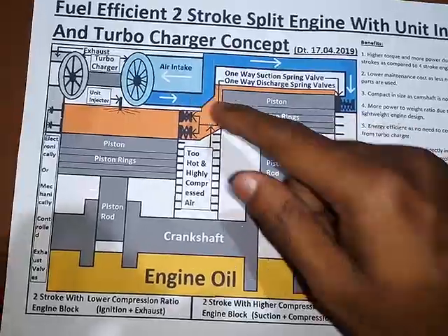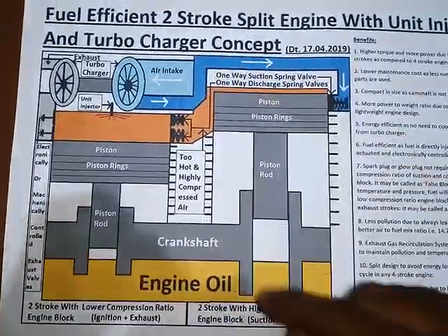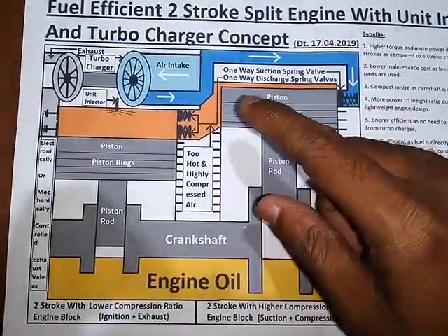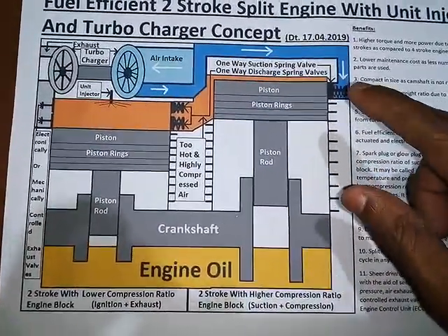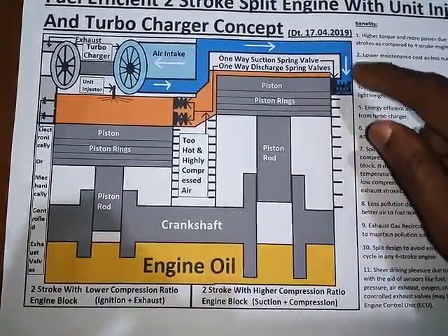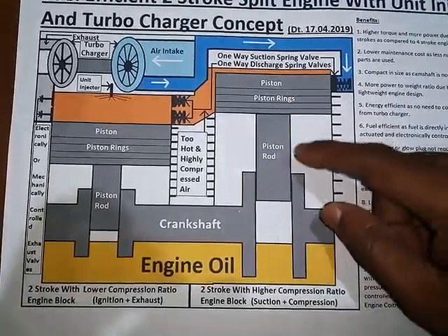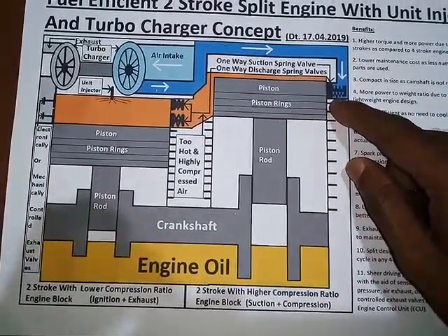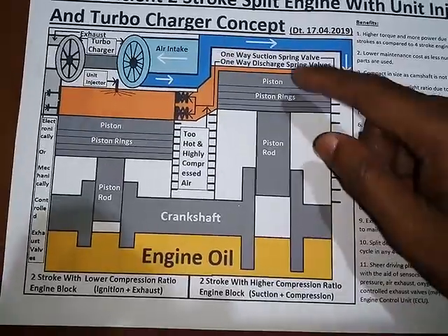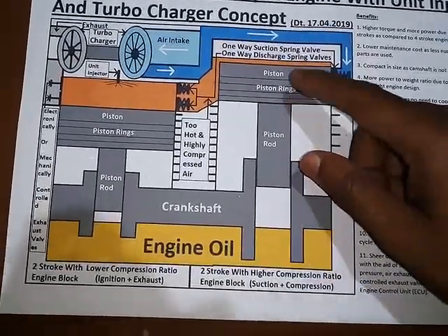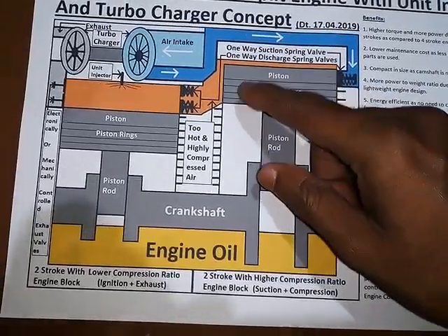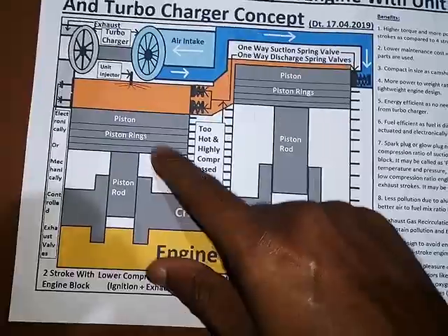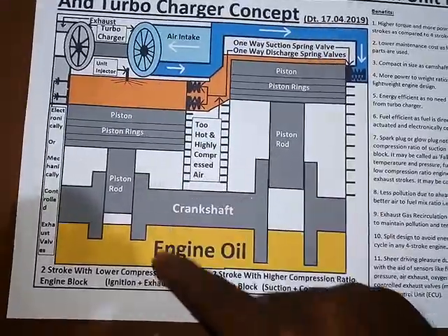Air will get into the turbocharger from the air intake manifold, and then a low volume of compressed air will travel through this path, and it will enter this piston chamber through this valve. So this is the suction valve. This is a one way spring type suction valve, and after getting into this piston chamber, it will be compressed during operation. That highly compressed, very hot air will enter the ignition chamber of the fast combustion engine or lower compression ratio engine block.